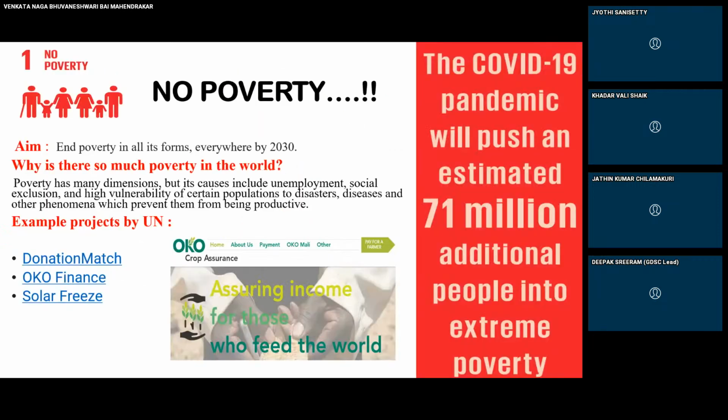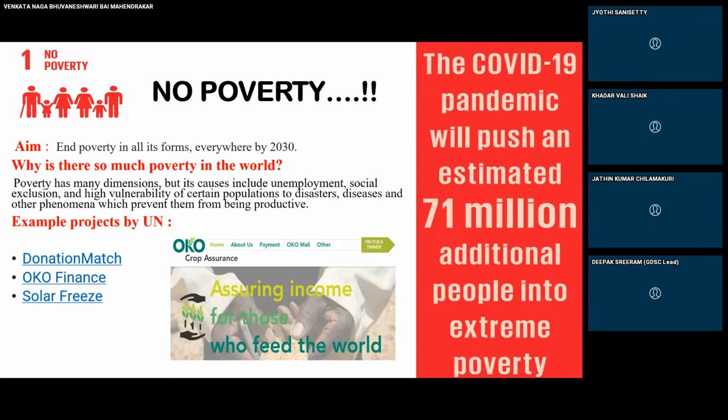Yes. Coming to one, it is no poverty. The first sustainable goal is no poverty. The heading itself tells about what poverty is. Can anyone tell me? Just let me know in the chat box. What is poverty? What do you think poverty is? Just let me know. I'll see.